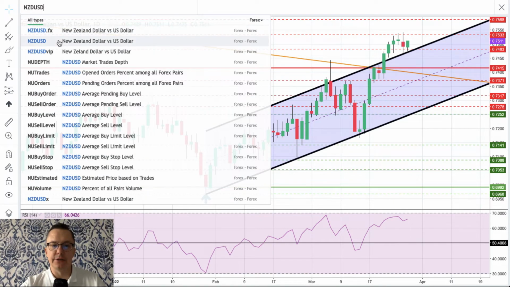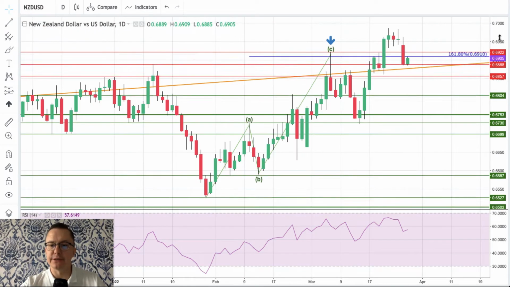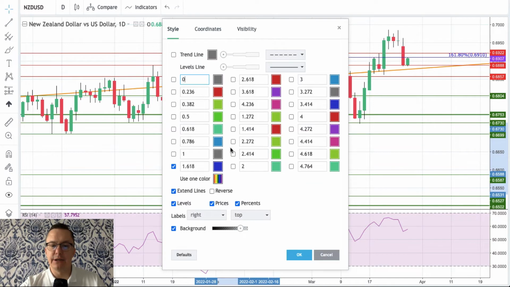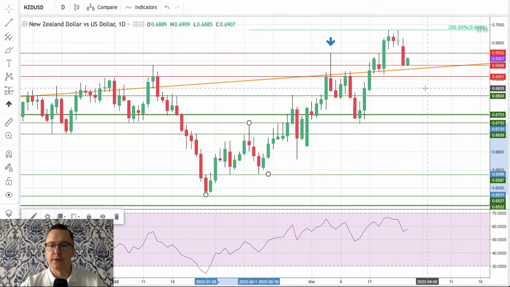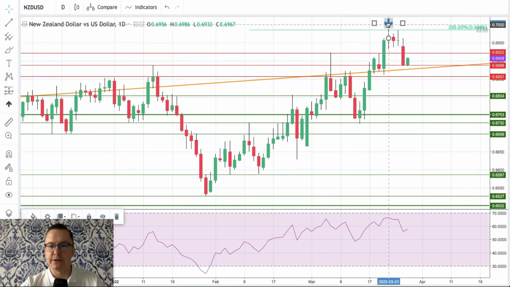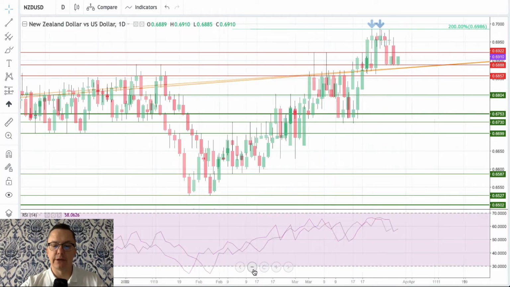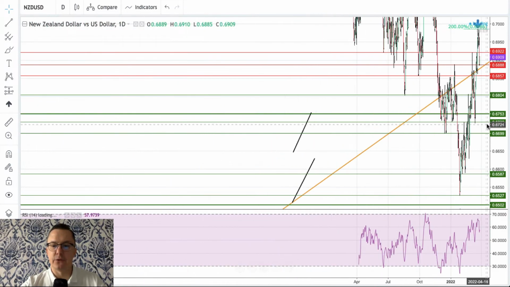Let's take a look at the New Zealand dollar. The New Zealand dollar, as you can see, doesn't want to follow our ABC corrective pattern. It looks like the 161% target had been hit. However, the 200% target of the pattern was much more significant, and it was hit to the pip, 6,986.